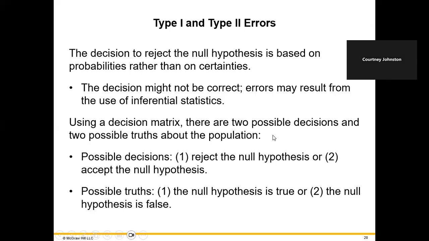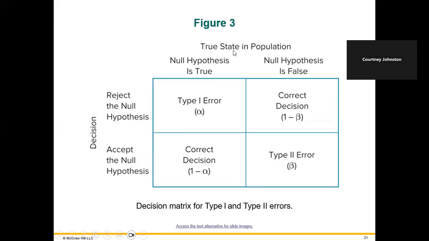Using a decision matrix, there are two possible decisions and two possible truths about the population. Possible decisions: you can reject the null hypothesis or accept it. The possible truths, on the other hand: the null hypothesis is true or it is false. This is the true side, this is the decision side. If the null hypothesis is true, but we reject it nonetheless, that is going to be a type 1 error.